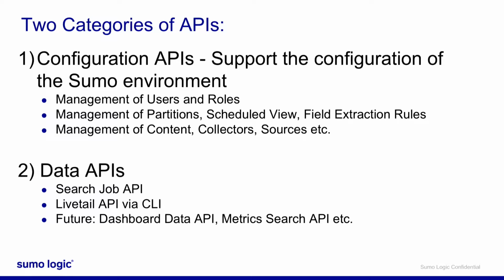For example, the search API, the dashboard API, Livetail CLI. So some of these are already available. Do you guys use any of these yet? Livetail CLI, maybe user management tools. Which ones? Livetail CLI, okay. User management. So let's give you a preview of what is available right now.